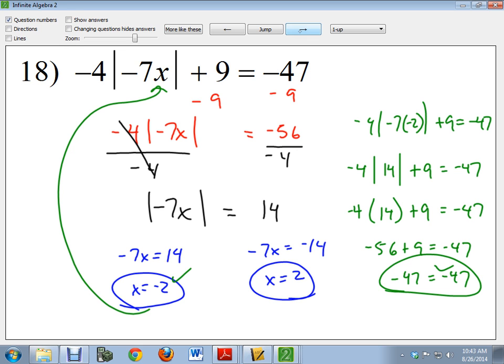So don't jump the gun. Don't go too fast, or else you'll end up suffering for it. It says equal to a negative 47, but in the process of getting the absolute value alone, it changed back to a positive number. So it was a perfectly fine equation.